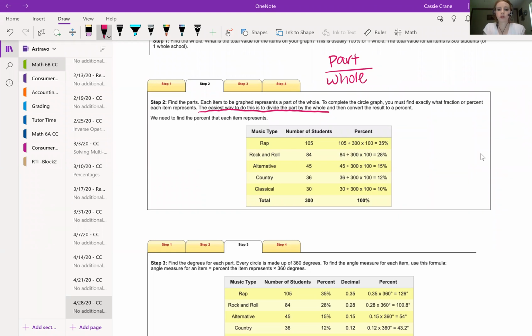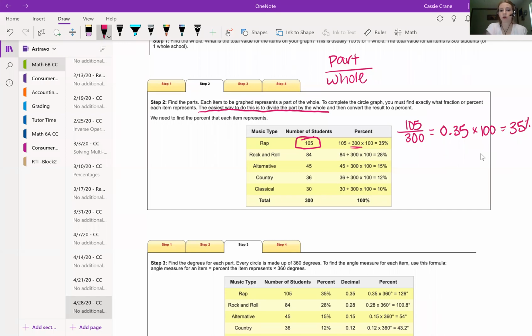Okay, so we can do this. They've done it for us. They did each part. So for rap, 105 divided by the total, which was 300. And they took that number and multiplied it by 100 to make it a percent, because 105 over 300, if you work that out, you get 0.35. But if we want it as a percent, we multiply that by 100, and that's where they get 35%.